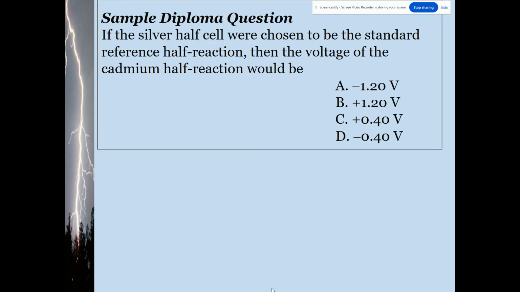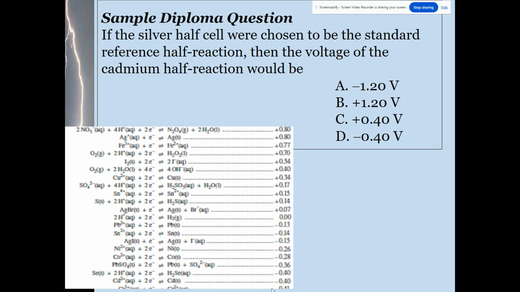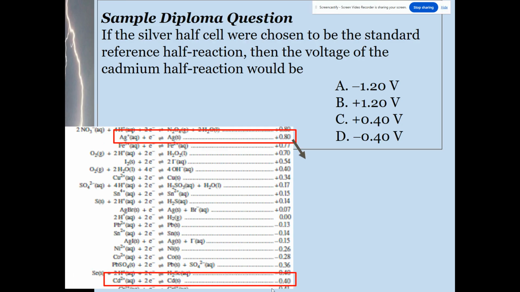Now, you could be given a sample diploma question, a question you could see on the diploma or on your tests or quizzes, where it says that silver instead was chosen to be the standard. How would it affect cadmium's half reaction? So what you're going to do is find silver on the data booklet, and figure out what you need to do to make that become 0. I would have to subtract 0.80 to make it become 0 because it's positive 0.80. So I'd have to subtract 0.80.